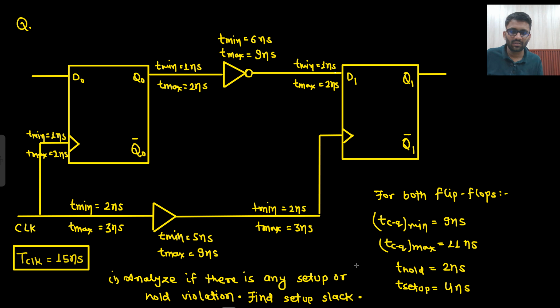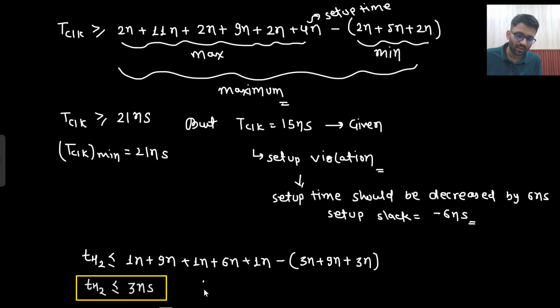And what is given? TH2 is 2 nanosecond. This is given. So certainly, I was asking it to be less than 3 nanosecond, and 2 nanosecond is certainly less than 3 nanosecond only. So there is no hold violation.